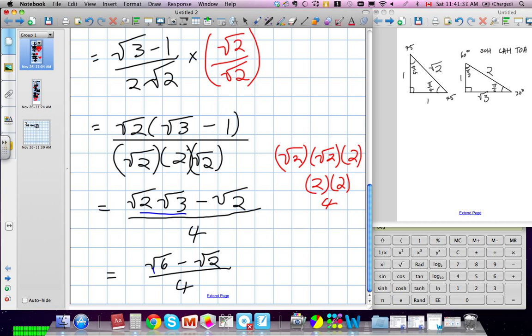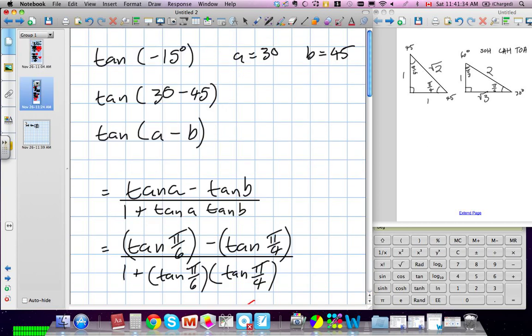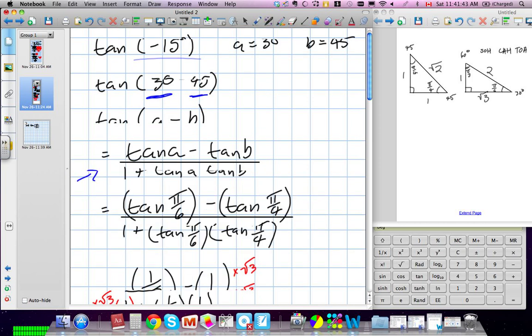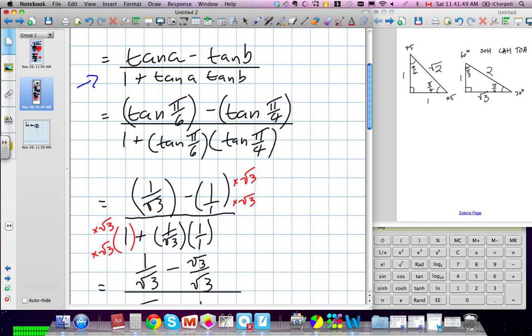Second question was negative 15. Same idea, special triangles. We did 30 minus 45, so it gave us tan A minus B, which is our formula here. We discovered that A being 30 degrees is also equal to tan pi over 6 minus tan pi over 4, over 1 plus tan pi over 6 times tan pi over 4. We equated them: 1 over root 3 minus 1, over 1 plus 1 over root 3 times 1.